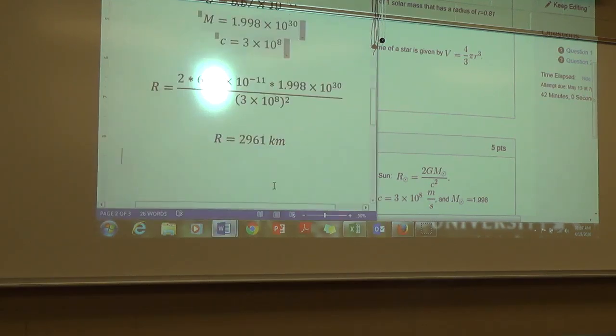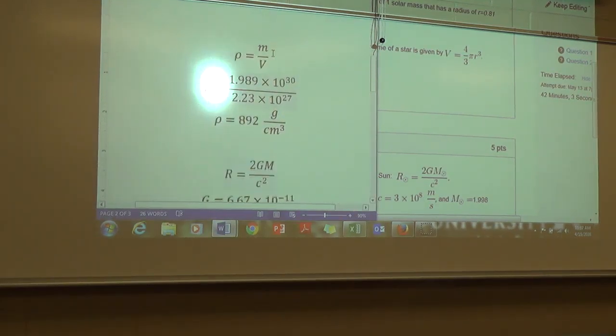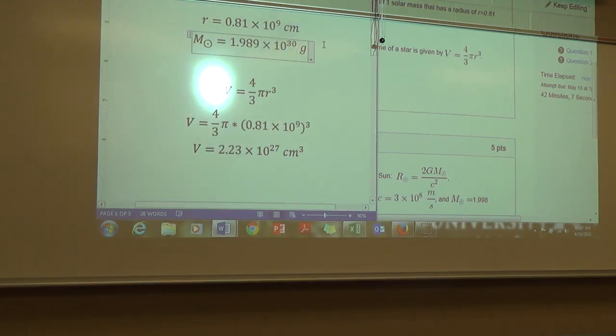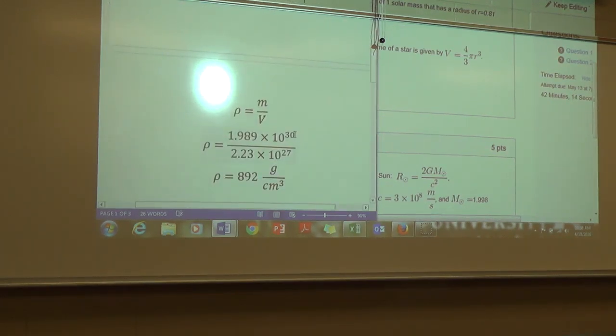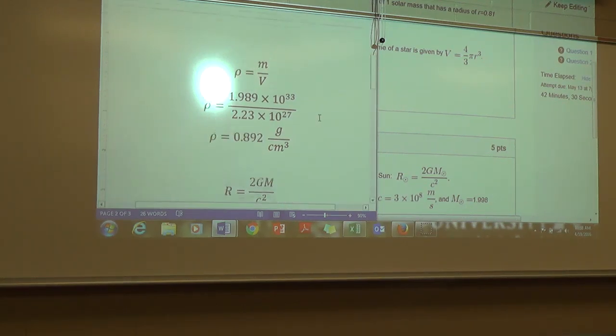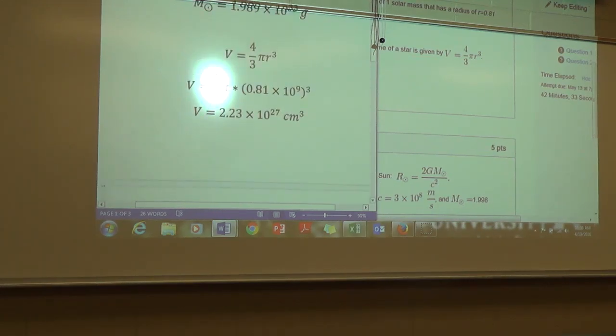On the previous problem, I put in the wrong mass up here because this was in grams. So that was supposed to be 33 right there, which means this was 0.892 grams per cubic centimeter, on the previous problem. I just put in the wrong exponent on that first problem. I put in 10 to the 30th instead of 10 to the 33.